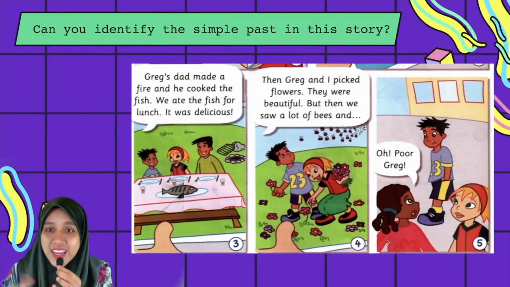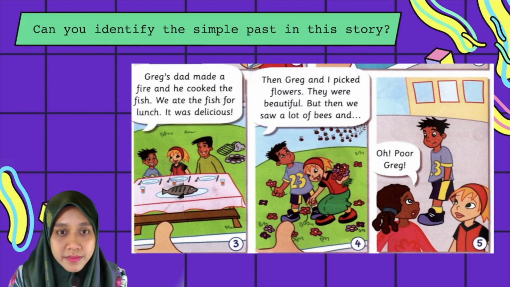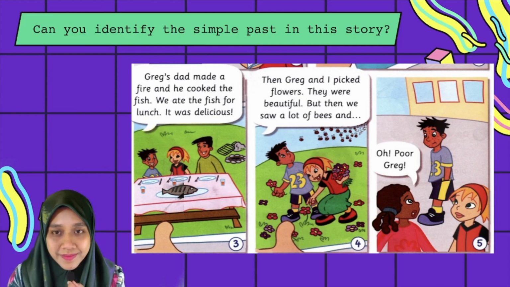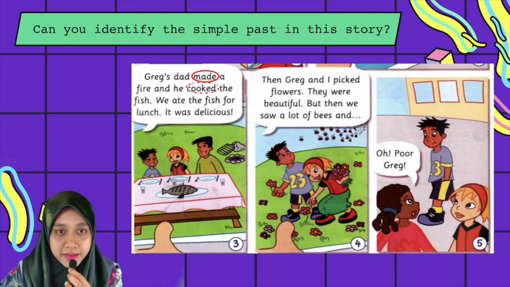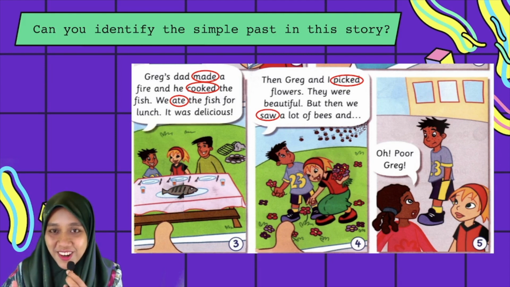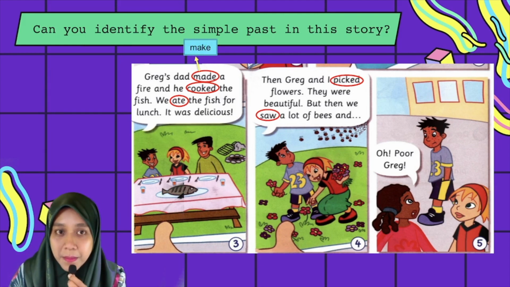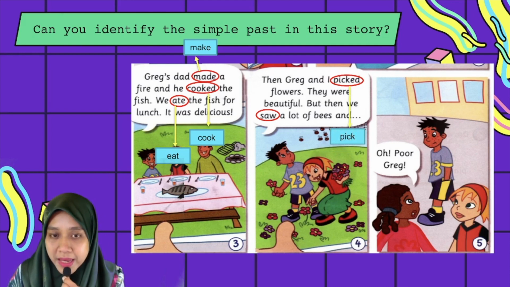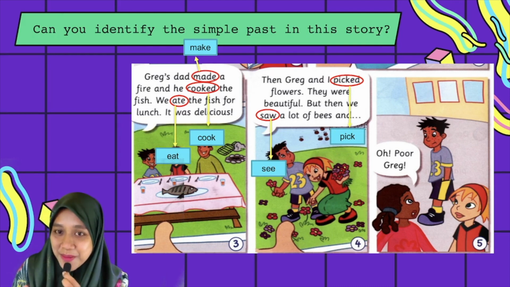Okay? Now let's try this one. Okay? I give you 10 seconds. So, did you find the simple past tense? Let's check. Made, cooked, ate, picked, and lastly, saw. Alright? So, made. What is the root word? Apa perkataan asal made? Make. Cooked, cook. Ate, the root word is eat. Picked, the root word is pick. Saw, see. Okay, did you get all the answers correct? I hope you do.